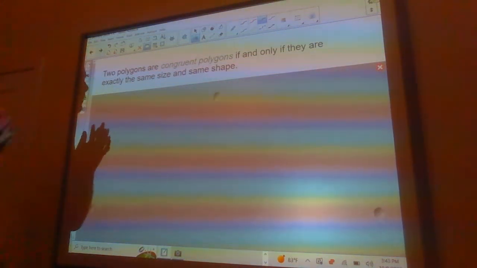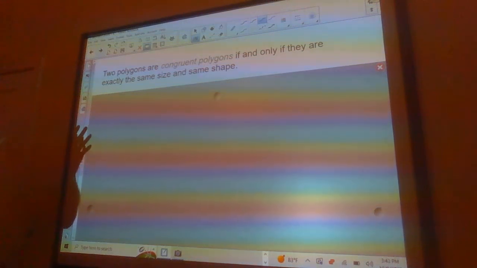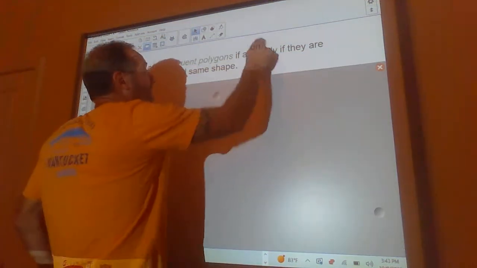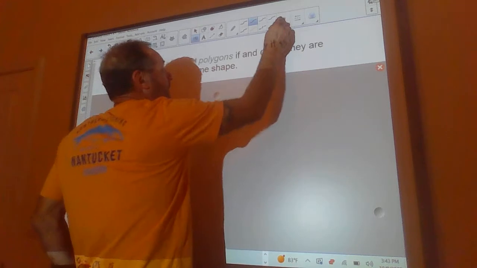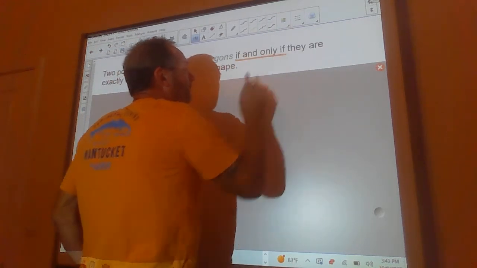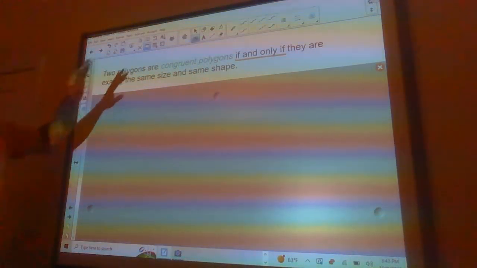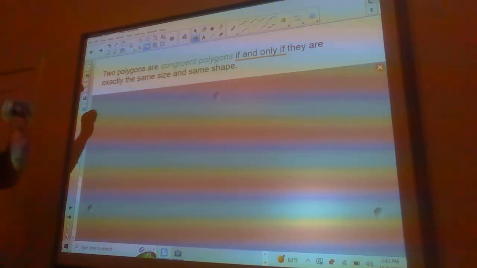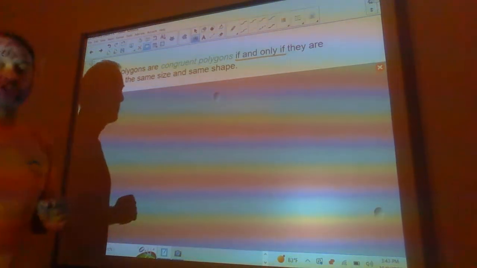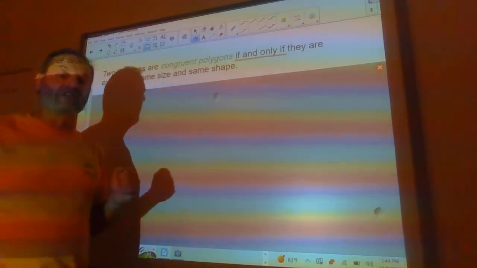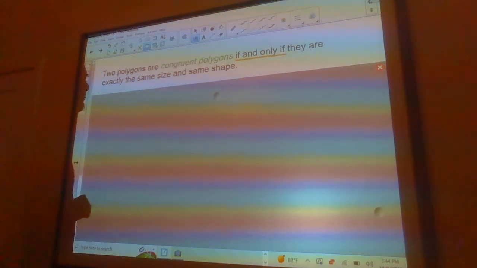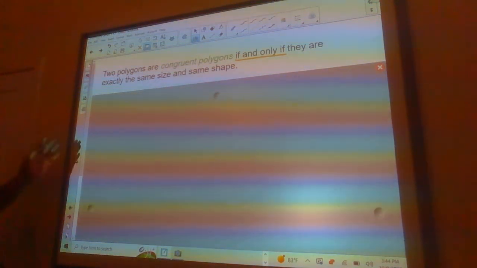Two polygons are congruent polygons if and only if they are exactly the same size and shape. Okay, so what does if and only if mean? That's kind of an important term that you're going to run into a lot. This phrase actually means 2 things. It means if 2 polygons are congruent, then they are exactly the same size and shape. But it also means if they are exactly the same size and shape, then they are congruent polygons. Okay, so it means both ways.